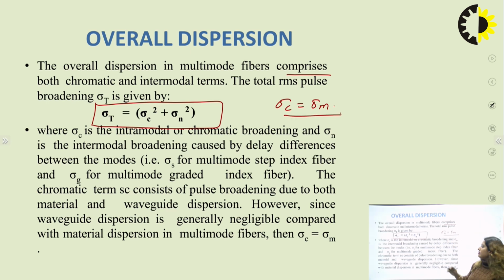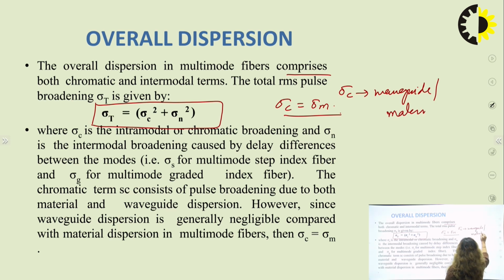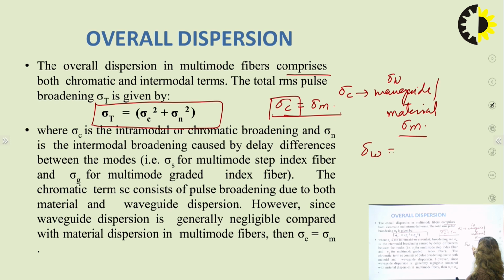So that's why we have this term sigma C, which is waveguide and material. So it is sigma W and sigma M. But here the sigma C component, that is the chromatic dispersion component, will be equivalent to sigma M, as sigma W, the waveguide dispersion, is here 0.